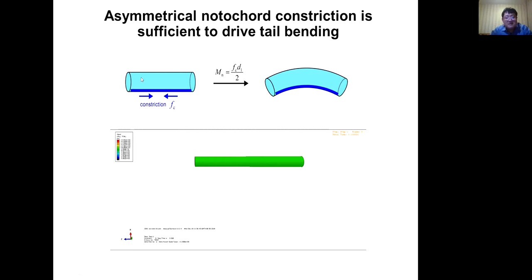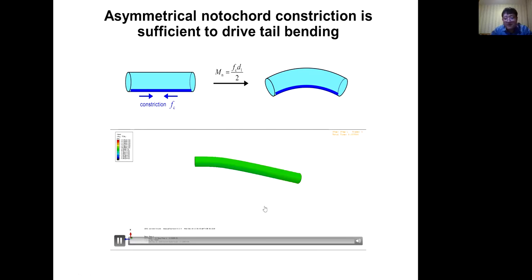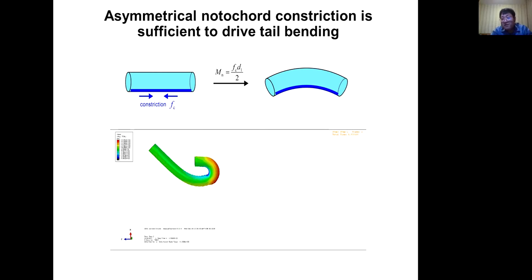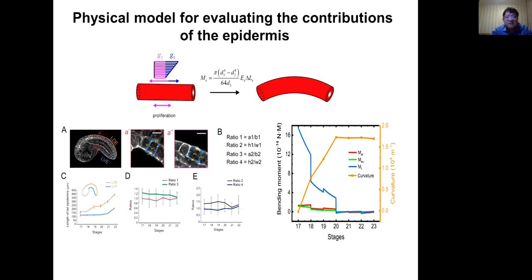So this parameter can be used to calculate the force from the notochord construction. And to put these numbers in the model, we can predict the bending process of the tail. We found that this bending process is very similar to what we observed in vivo. So this result proves the asymmetrical notochord construction is sufficient to drive the tail bending. When it comes to the epidermis, we found that the force provided by the epidermis is too weak to drive the tail bending. So we proposed that the epidermis may play a permissive role to release the tension in dorsal to assist this process.